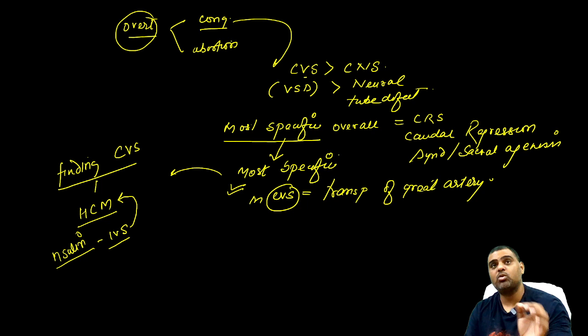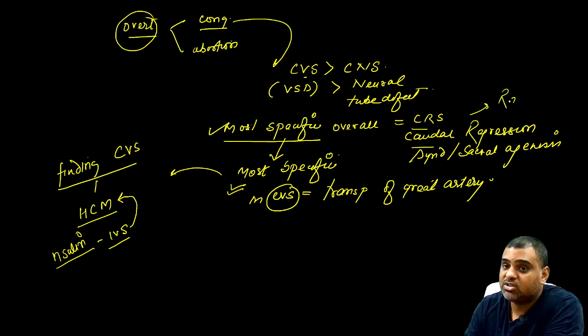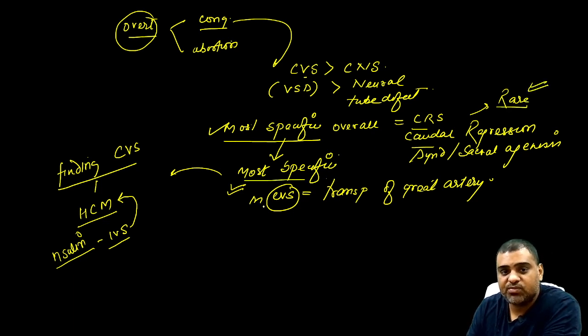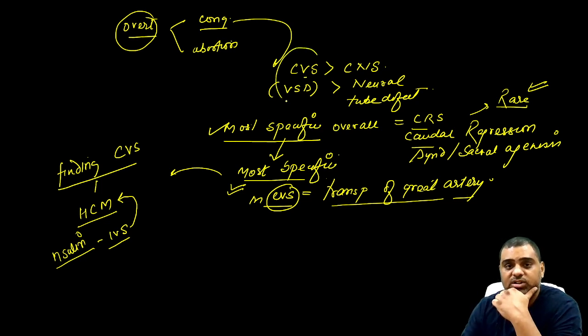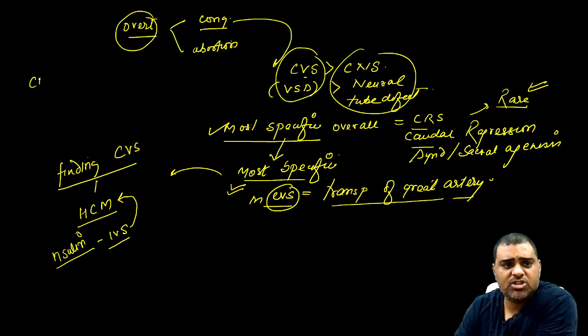It is not hypertrophic obstructive cardiomyopathy. So in the babies of diabetic mothers, a lot of babies will have a slightly hypertrophic interventricular septum, but that will not produce symptoms. So that is the most common finding. So again, most specific overall is caudal regression syndrome, but it is very rare. Please remember this. But if they ask most specific in CVS, that is transposition of great arteries, and overall it is the VSD.